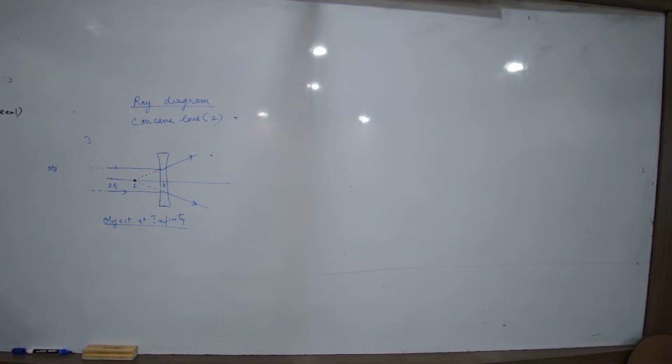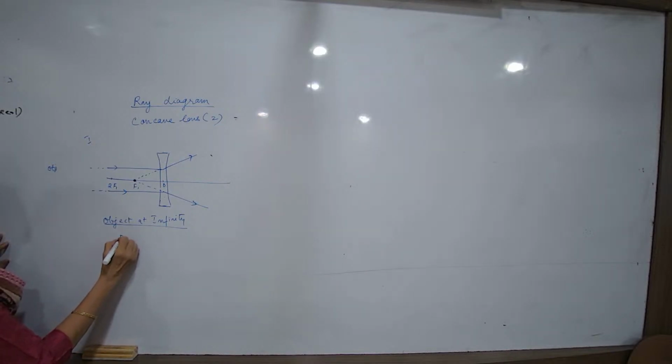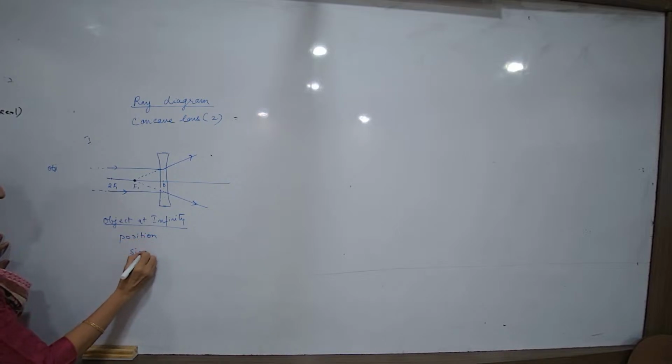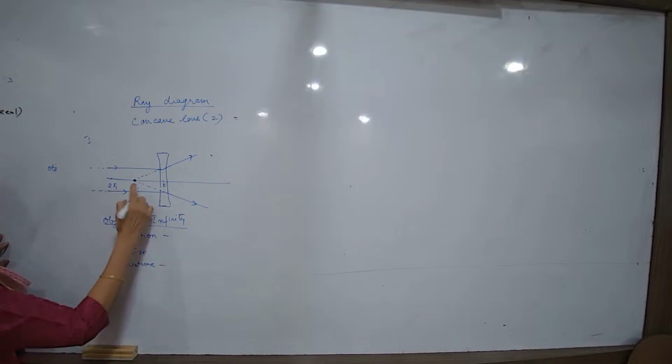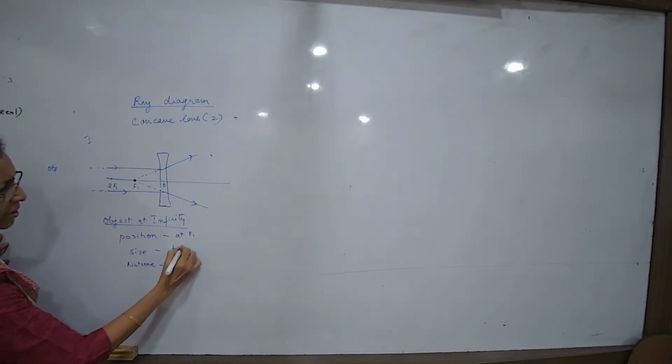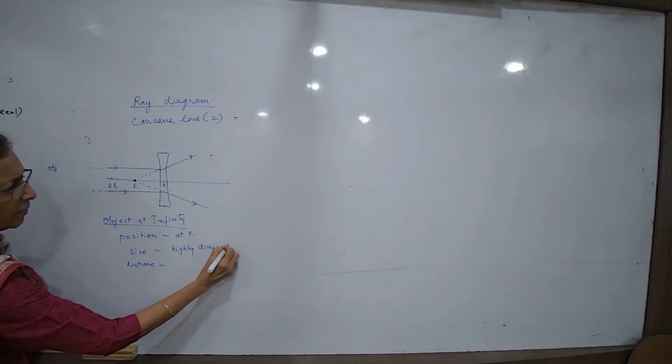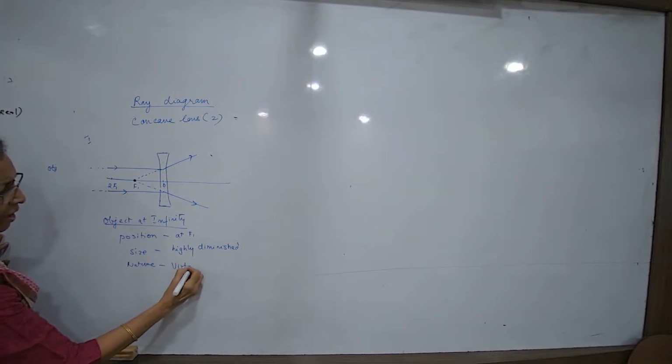Where is your object for this case? At infinity. Where is the image formed? At F1. And the nature, come on, write down. It is virtual and erect. Look at the size. It's very small. So what will we write? Highly diminished. Size is highly diminished. Did you write all the three things? First you will write position, size, and nature. Position is at F1. Size is highly diminished. And nature is virtual and erect.